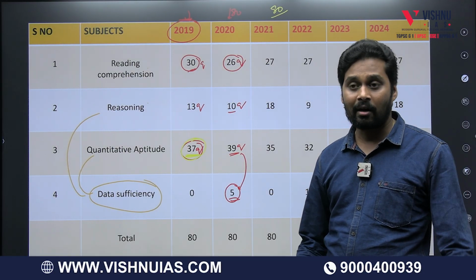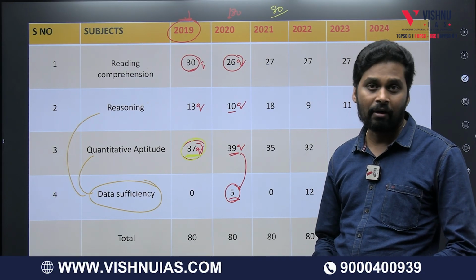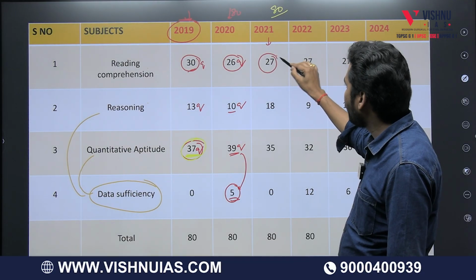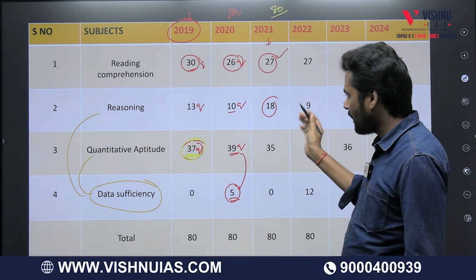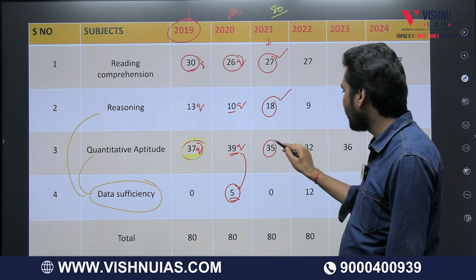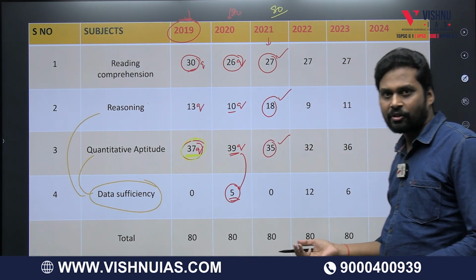So you can think how much weightage is given to quantitative aptitude. And the same is the case with 2021: reading comprehension is 27, reasoning is slightly better when you compare with the previous years, that is 18 questions, and quantitative aptitude 35. Of course, data sufficiency questions are not given.